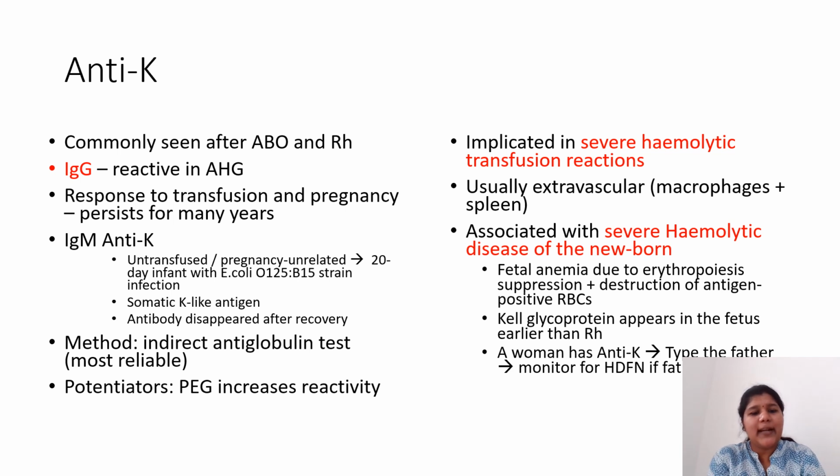Anti-capital K is seen commonly after ABO and RH antibodies. It is an IgG which is reactive at the AHG phase and is produced in response to transfusion and pregnancy. There are IgM examples that occur with E. coli infection. The most reliable method to detect it is the indirect antiglobulin test. Potentiators such as PEG will increase the reactivity. It is implicated in severe hemolytic transfusion reaction and it is associated with severe HDFN also.